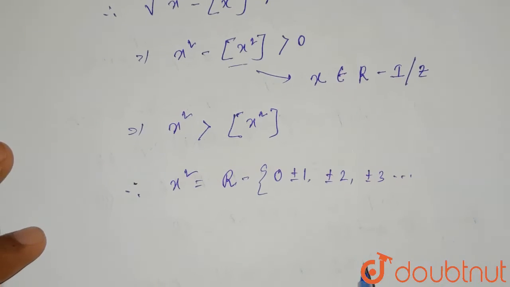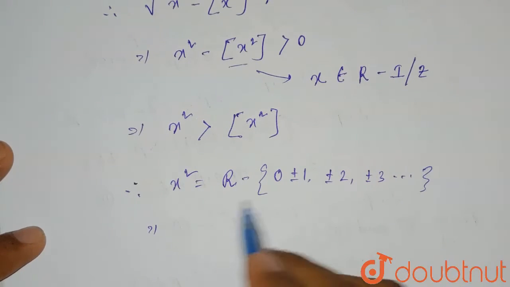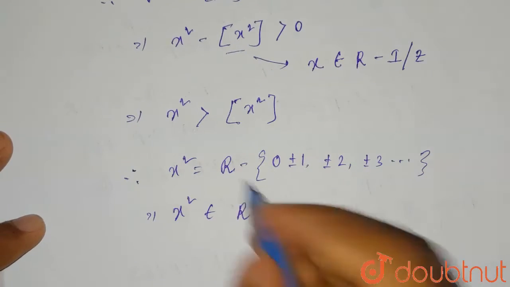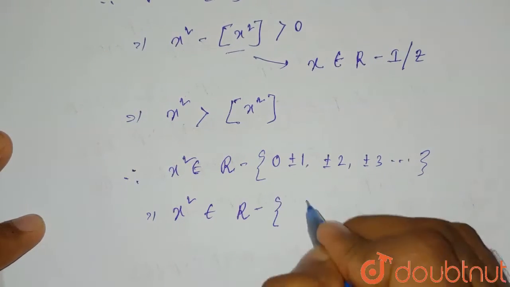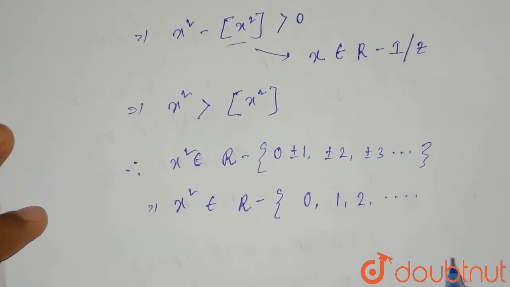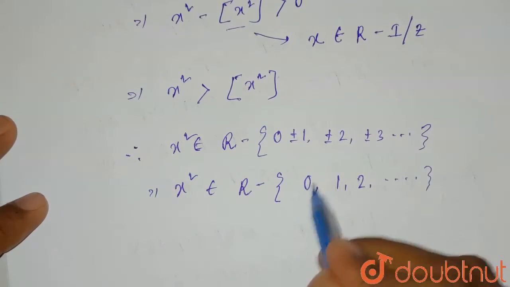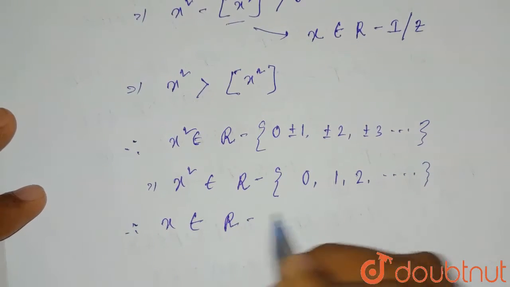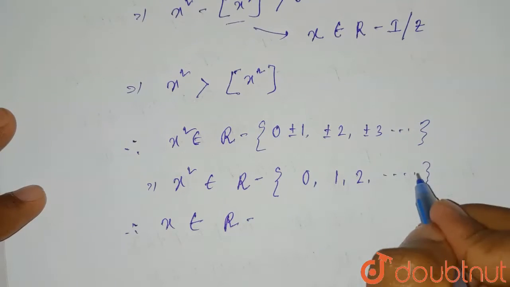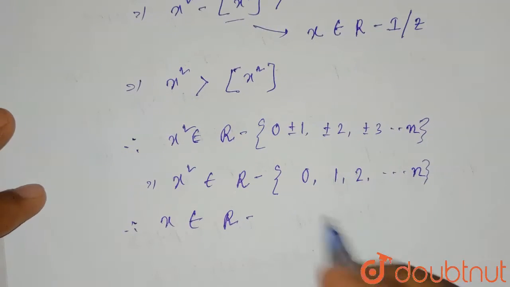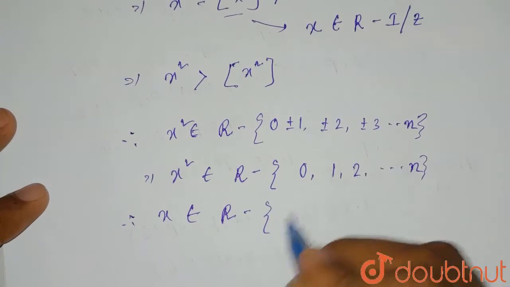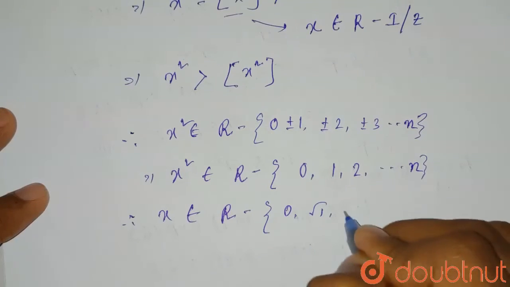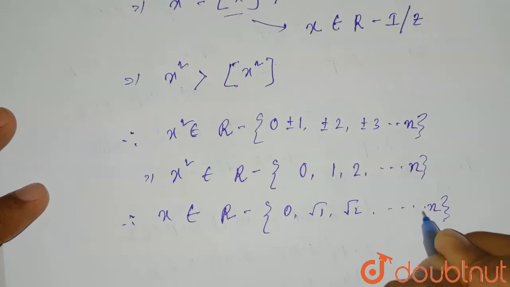So as it is a square, the negative values will not be included. So x square will belong to R minus 0, 1, 2, and so on up to n terms. As x square is belonging to this region, therefore x will belong to R minus, and if we generalize and take the root of all the terms, it will be 0, root 1, root 2, and so on up to root n.